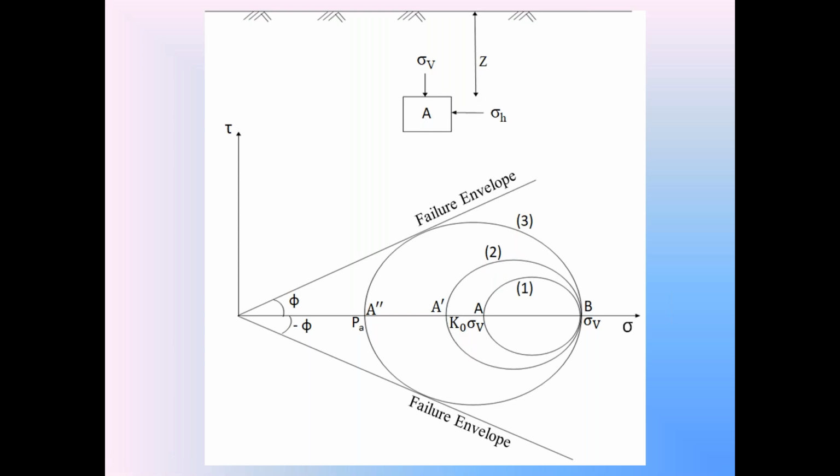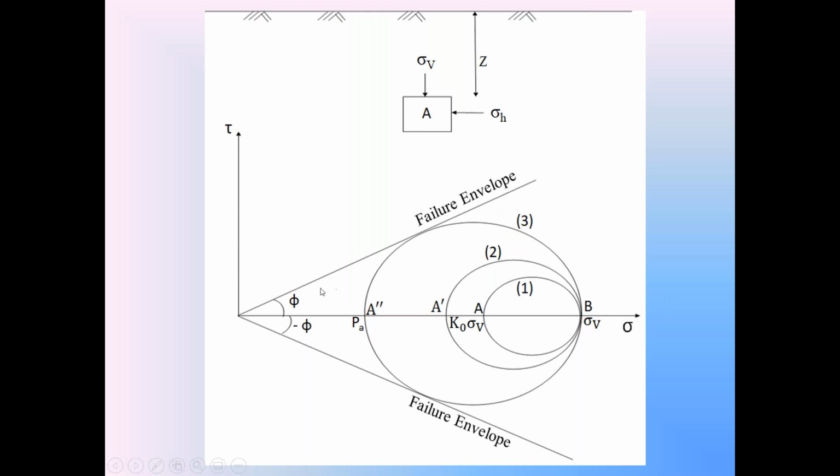When the active condition is initiated, the retaining wall starts moving away from the backfill. When the retaining wall is moving away from the backfill, sigma H gradually decreases. When sigma H gradually decreases, point A moves towards the origin O. Let the point A reach this point A dash. Then for this sigma H at A dash and sigma V, we get the second Mohr stress circle. Check out these two Mohr stress circles. These two Mohr stress circles are below the failure envelope.